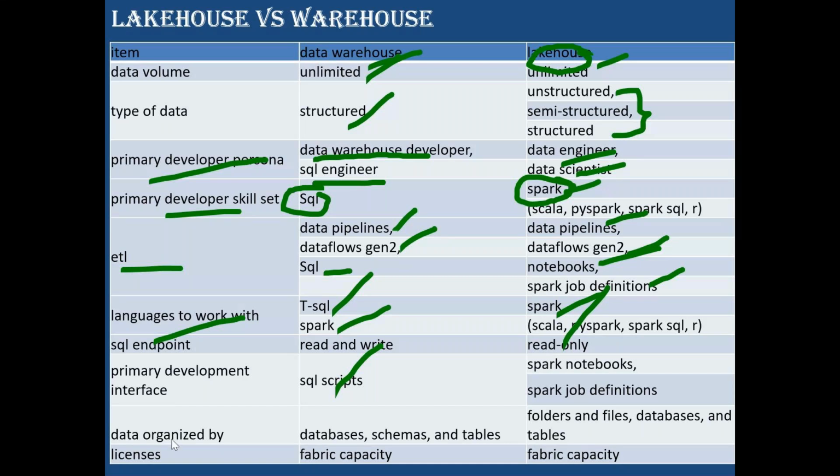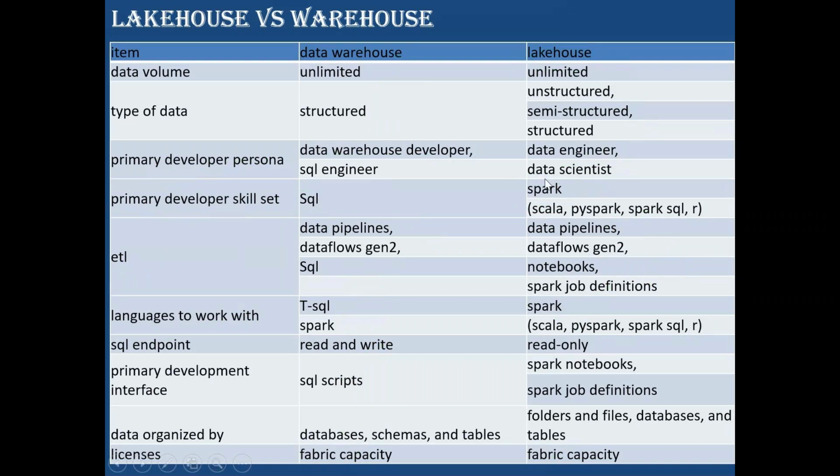Data is organized by databases, schemas, and tables in the warehouse, but by folders, files, and databases in the lakehouse. For licenses, Fabric capacity is required for both. That's all, team. Anything you want to know, please let me know.